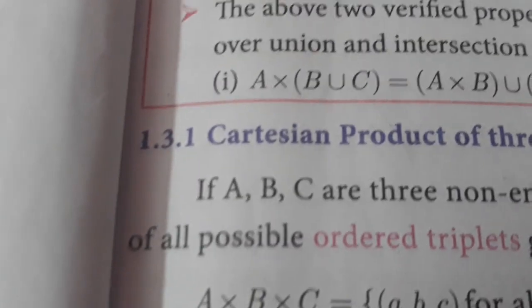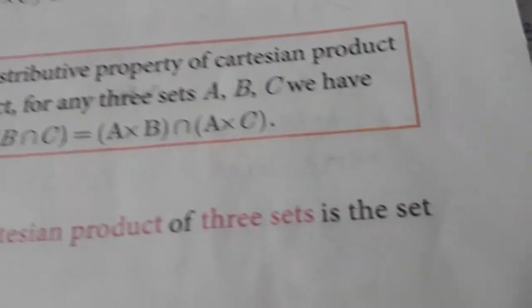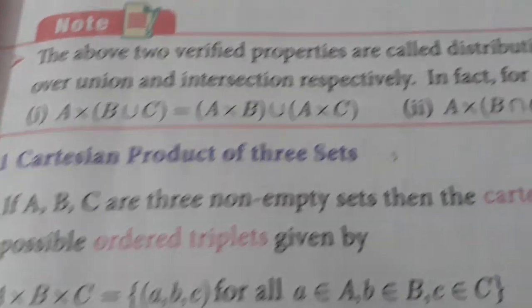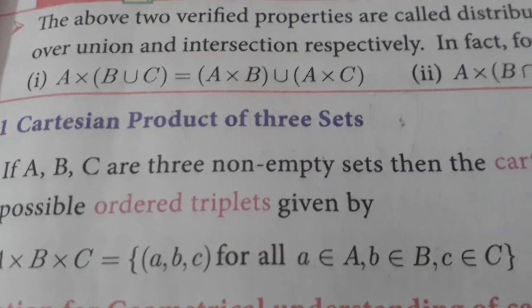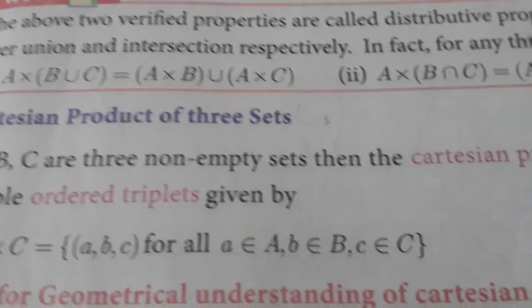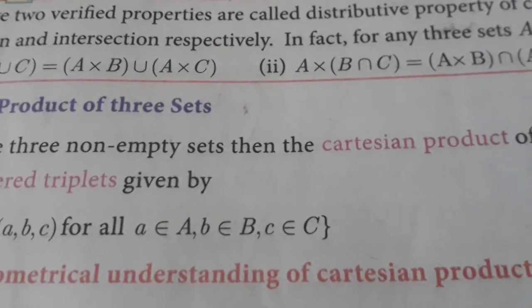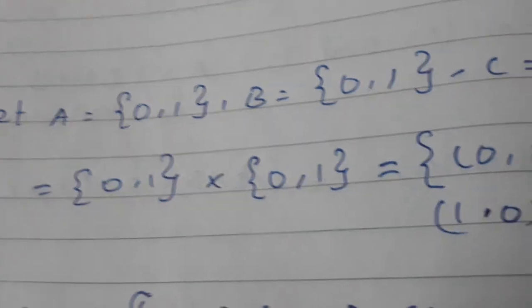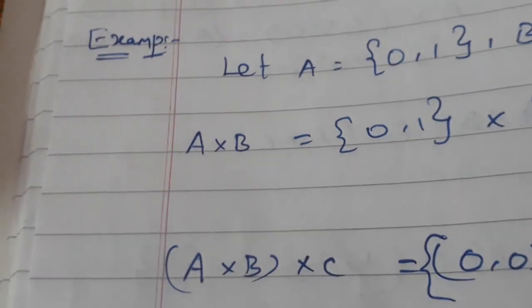So our next topic is the Cartesian product of three sets. The definition is: if A, B, C are three non-empty sets, then the Cartesian product of three sets is the set of all possible ordered triplets, given by A × B × C = {(a, b, c)} for all a belonging to A, b belonging to B and c belonging to C. An example for this is, let A = {0, 1}, B = {0, 1} and C = {0, 1}.